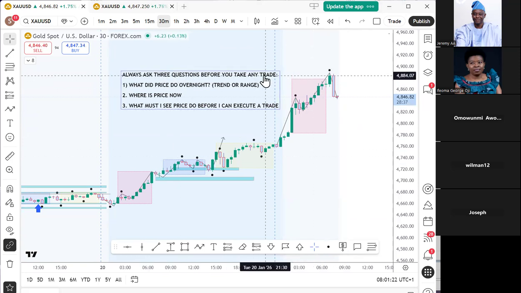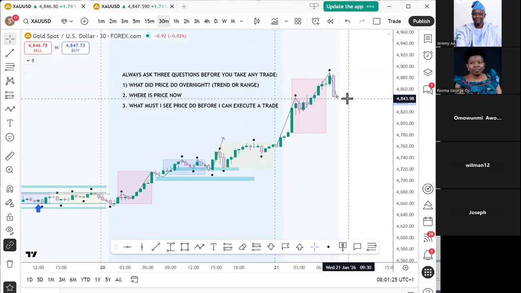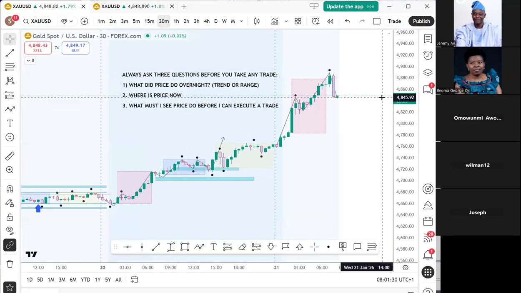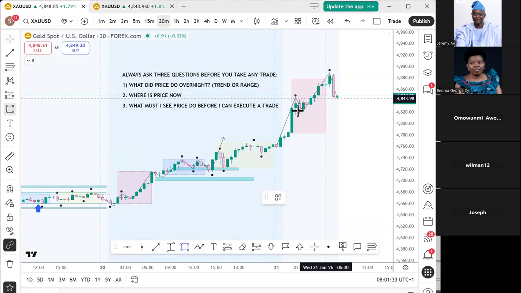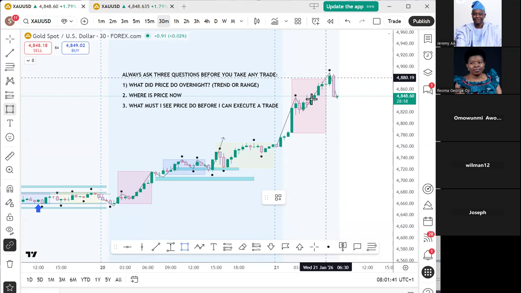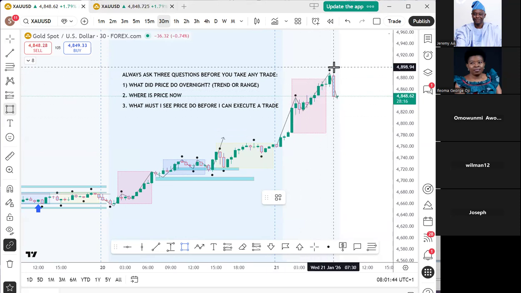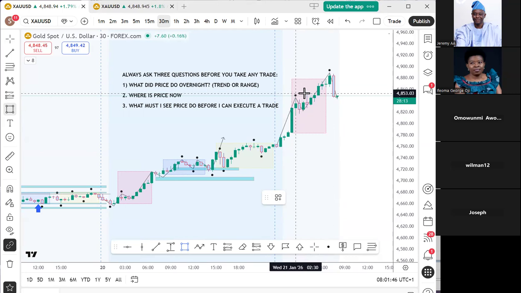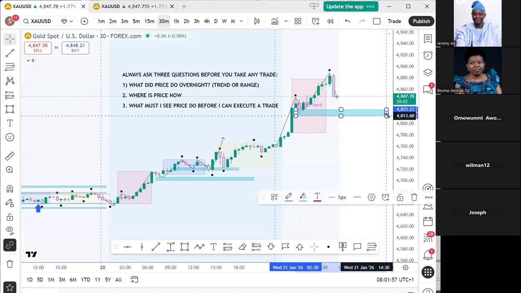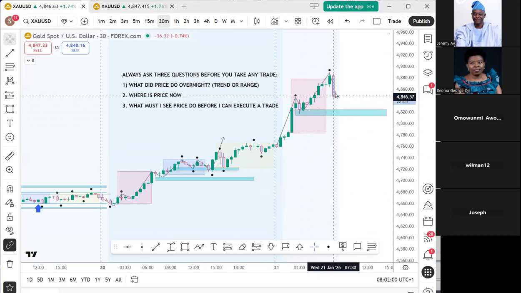Right now, what did price do overnight? Price is trending upwards. Next thing is, what must I see price do before I execute a trade? Now, I like to draw my line in the sand. If this is trending upwards, this is the highest mark it's gone. So if I look backwards and say, where is the last opposite candle that pushed this price up? In other words, where's my last valid range? My last valid range is right here in this zone. So I'll mark this zone as my line in the sand.